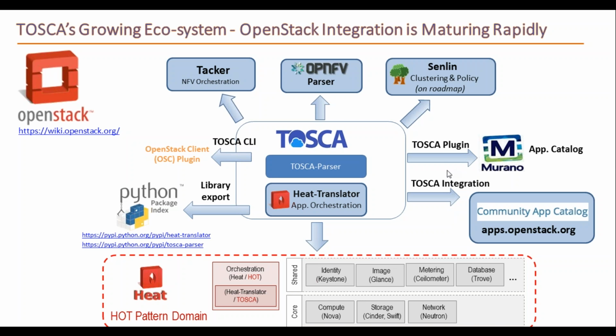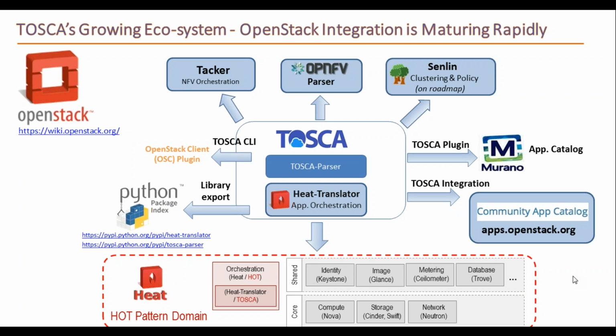Cataloging, I mentioned grabbing TOSCA templates from catalogs. That's exactly what we do in OpenStack. We have 2 catalogs. One's called Murano, and it's not uncommon in OpenStack to have different projects do similar things. We also have the Community Application Catalog, which is new. This last release, we announced it in April. So we have 2 catalogs where you can insert your TOSCA models and make them available.